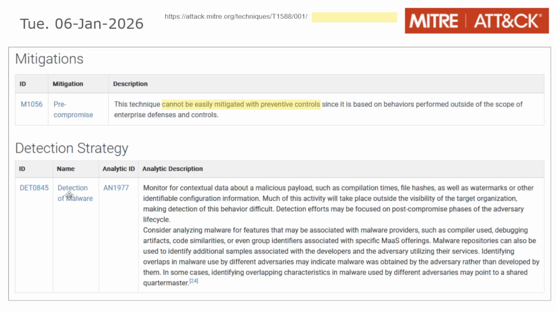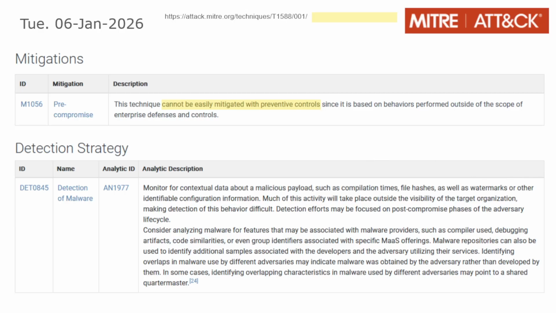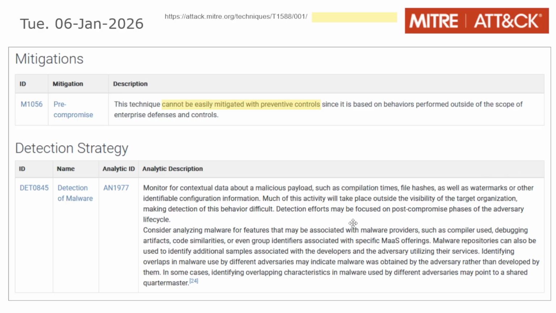Detection. Monitor for contextual data about malicious payload, such as compilation times, file hashes. Yeah, file hashes, so it's endpoint detection and response. That stuff catches malware. Sometimes. Detection efforts may be focused on post-compromise phases, yes. Analyzing malware features. So there is again this website, Virus Total.